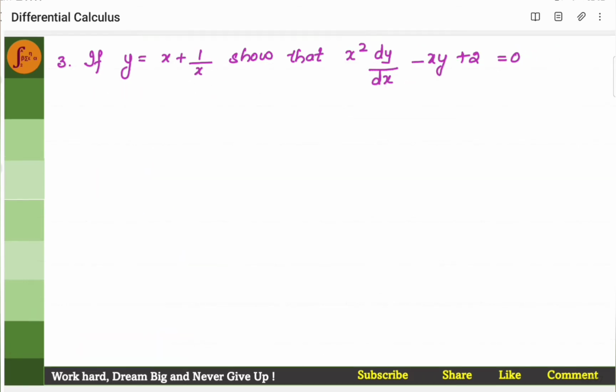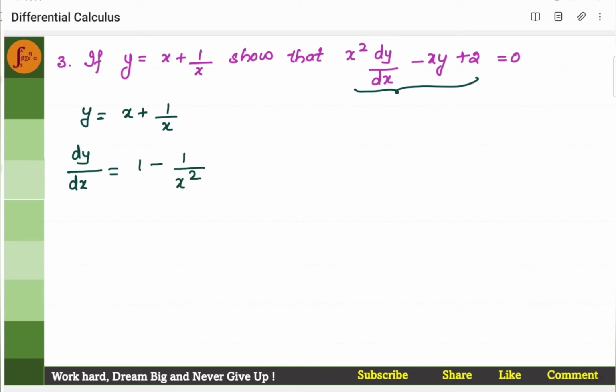Let's solve this particular problem. They've given y is equal to x plus 1 by x. Let's first differentiate because there is dy by dx here. dy by dx is equal to the derivative of x, which is 1, and the derivative of 1 by x, which is minus 1 by x square.